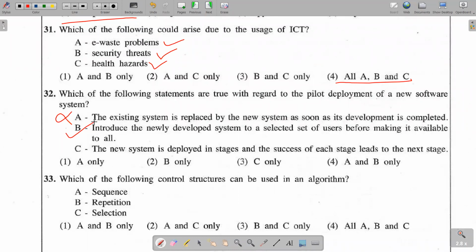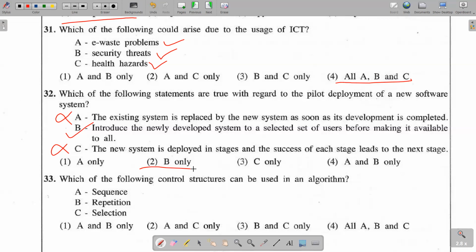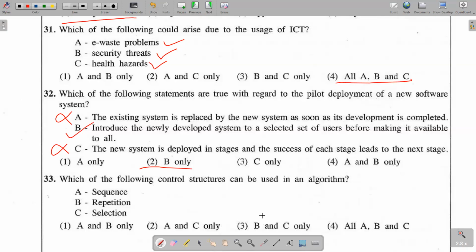The new system is deployed in stages and the success of each stage leads to the next stage. Right? The new system is developed in stages and the success of each stage leads to the next stage. Pilot deployment? No, as I remember, it is not. So it's going to be the second one. Let's see whether it is the second one. Yes, 32 is the second one. B only. Then 35th.